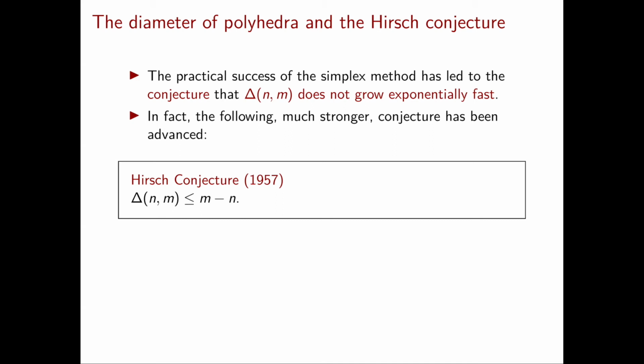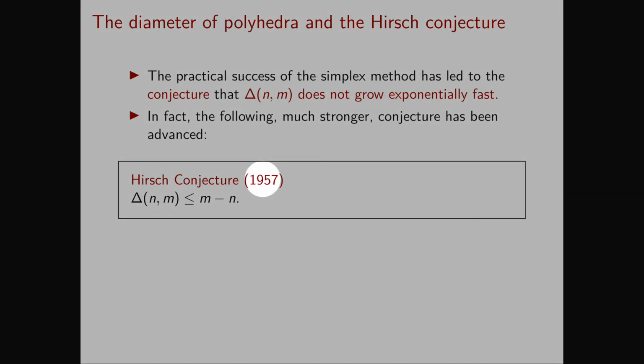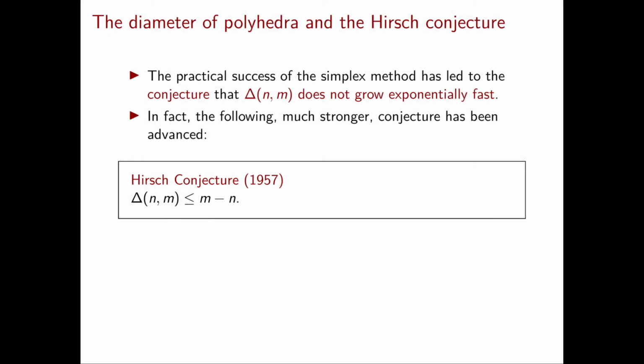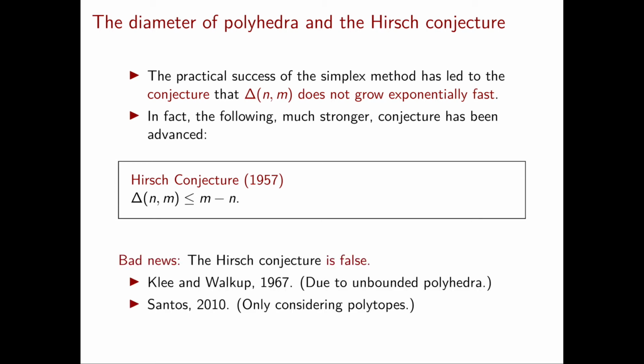In fact, the Hirsch conjecture, stated in 1957, says that delta(n,m) is upper bounded by m minus n. So not only is this a polynomial function, this is indeed a linear function with very small coefficients. Many researchers have worked on the Hirsch conjecture for many years. And it's only recently that we know that the Hirsch conjecture is actually false. Klee and Walkup already showed in 1967 that the conjecture is false. So this result was shown only 10 years after the conjecture was stated.